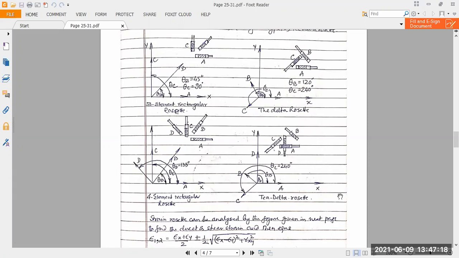Now this strain rosette can be analyzed by means of the figure as well as by means of the equation: epsilon R, or ER, is equal to EX cos square theta plus EY sin square theta plus gamma XY sin theta cos theta. This is the strain along a particular line, say PQ, which starts from P to Q with a certain initial length.